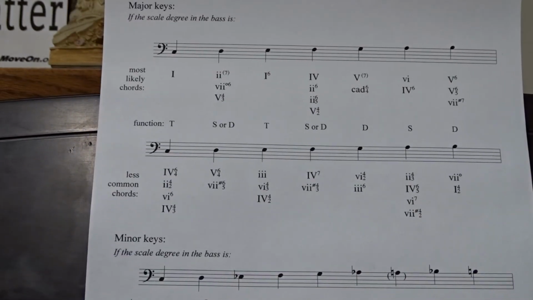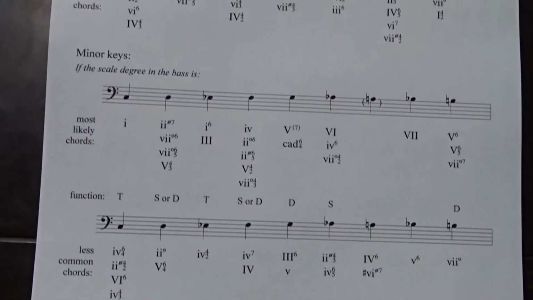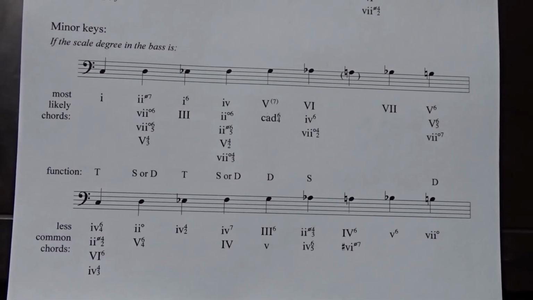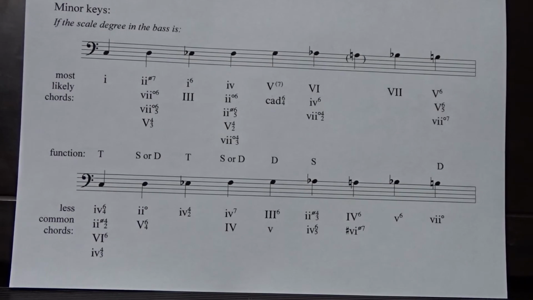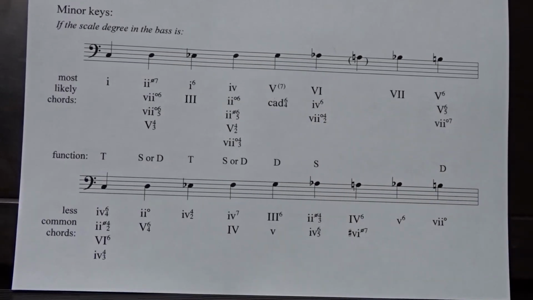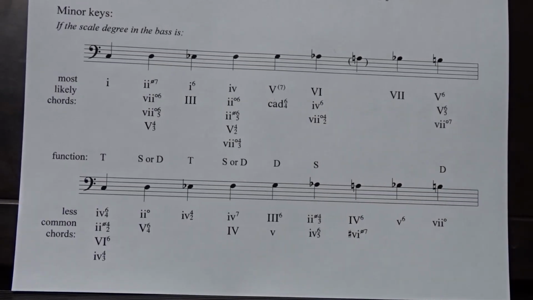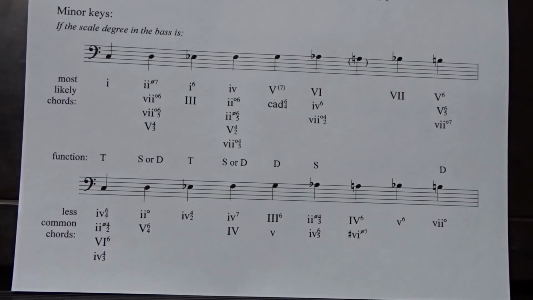Now, if you compare the chords that are listed in major with those that are listed in minor, you see that they're largely the same. Let's just look at the most likely chords. So the minor 1, the minor 1/6 on scale degree 3, the 5 on scale degree 5.